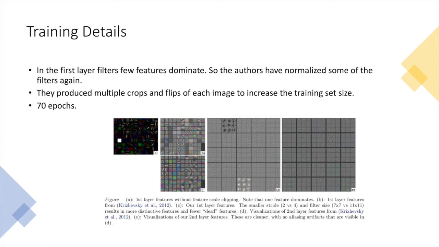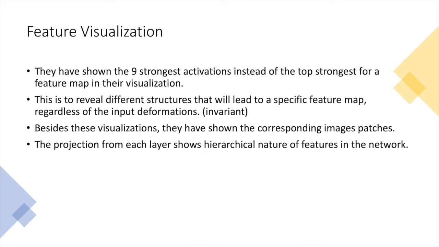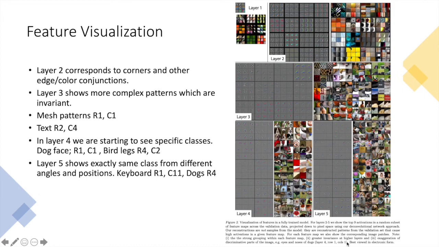Here, we can see how the features have evolved across different layers. They change from edges and corners in the first layers to actual patterns in the last layers. The authors have shown the 9 strongest activations for a feature map in the visualization. This is a way to show the different structures that respond to a specific feature map, despite different changes. This was an attempt to gain some information about the invariances. Here we can see what excites those activations. For example, in layer 4, dog faces, cyclic objects, and car wheels excited the corresponding feature maps, despite some small changes in different images.